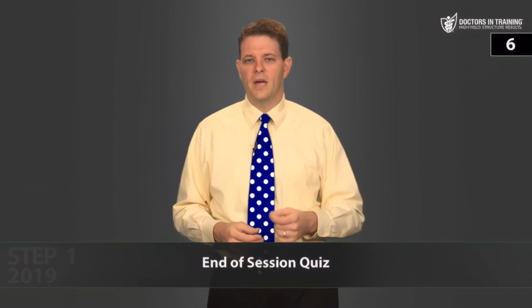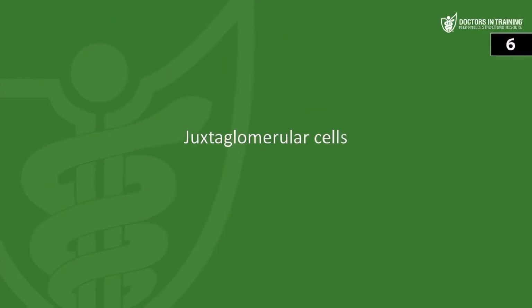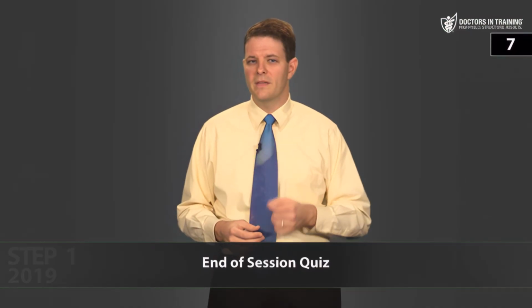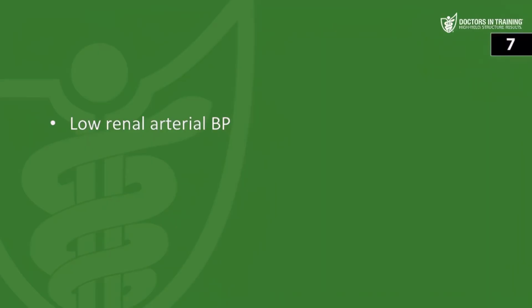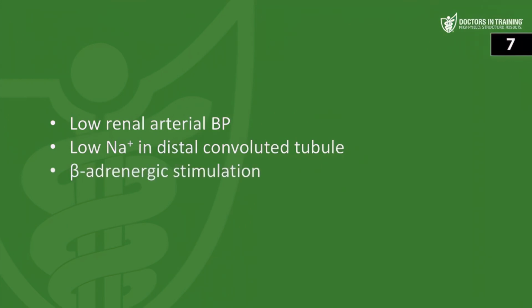Next, what cell type releases renin? Those are the juxtaglomerular cells, or the JG cells. And the last question, what are the three stimuli that induce renin release? Low renal arterial blood pressure, so low pressure in the afferent arteriole, which is monitored by the JG cells. Low sodium in the distal convoluted tubule, which is sensed by the macula densa. And then the third stimulus is beta adrenergic stimulation, sympathetic tone.